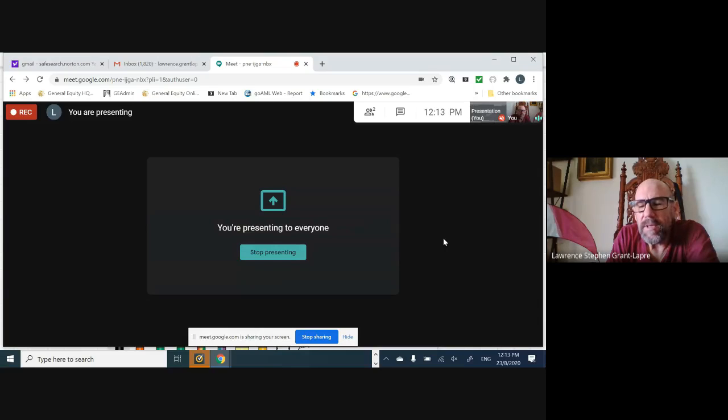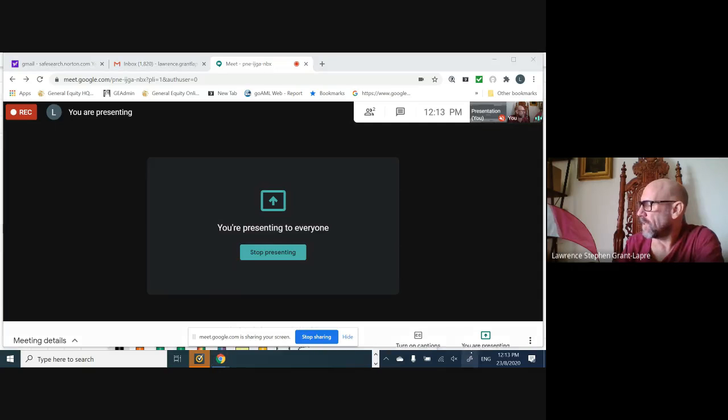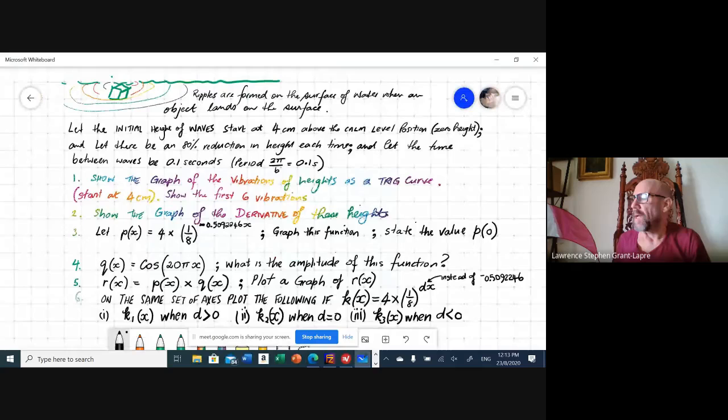I'm going to be looking at a solution to one activity. I've got this activity on my whiteboard. The activity states ripples are formed on the surface of water when an object lands on the surface. Let the initial height of waves start at 4 centimeters above the calm level position. We could also call that the mean position.